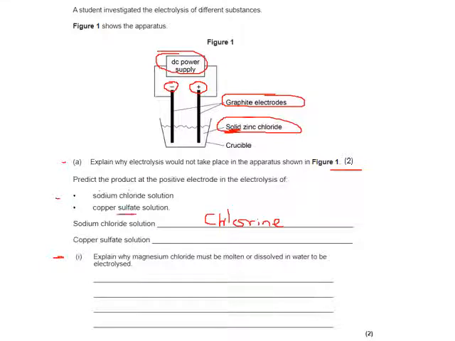Well, you're looking at this. Sulfate is not a halogen, so you're going to get oxygen. And finally, explain why magnesium chloride must be molten or dissolved in water to be electrolyzed. So again, it's just a very similar question to the first one. It must be molten so that ions are free to move and can carry the charge. Very important question. Explain why magnesium chloride must be molten or dissolved so that ions are free to move and they can carry the charge.